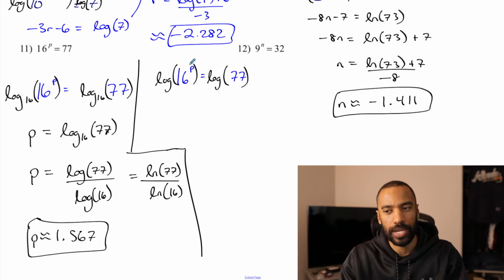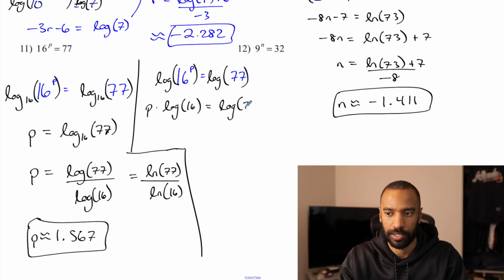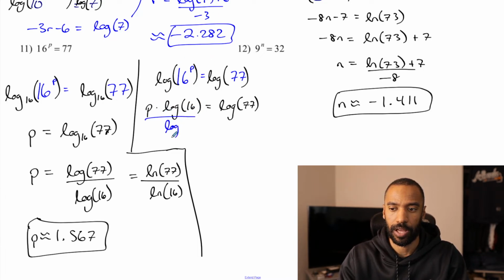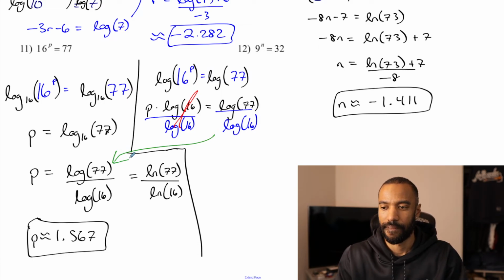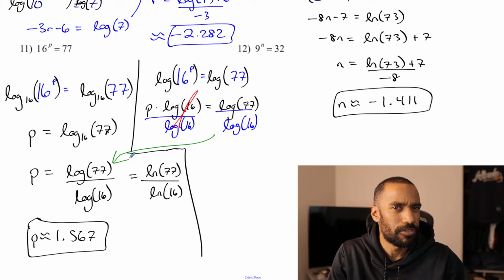Now, the property that we know, this is log base 10, right? So nothing's going to cancel here. But the property that we know is that this exponent can go out in front and multiply by this thing. P times log of 16 equals log of 77. If I want to solve for p that's multiplying by log of 16, I'm going to have to divide both sides by log of 16. You know what p equals? Look familiar? P equals that. And this is the more conventional way of doing it.